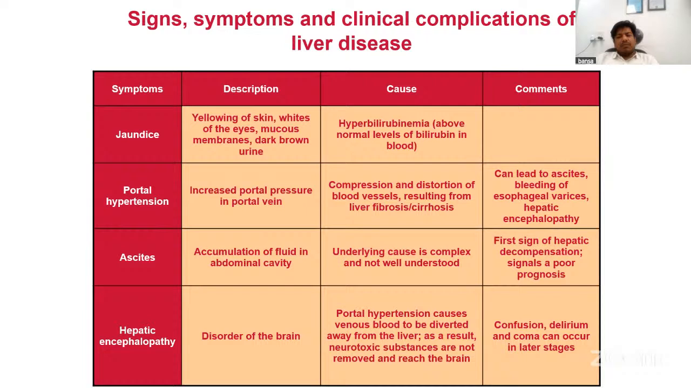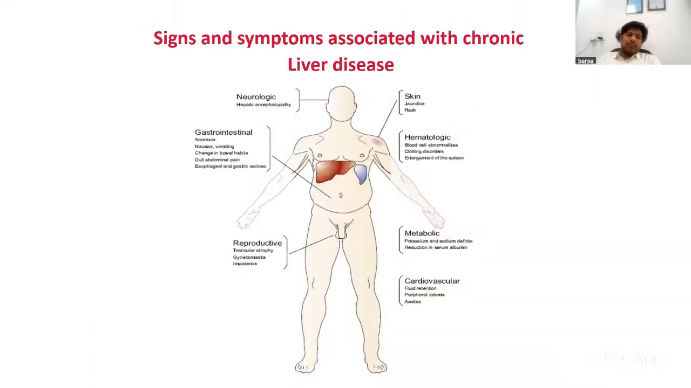Signs of hepatic decompensation, signals of poor prognosis, and hepatic encephalopathy, a disorder of the brain, generally due to ammonia and neurotoxins diverted to the blood, sorry, to the brain, and it leads to hepatic encephalopathy. Confusion, delirium, coma can occur in later stages.